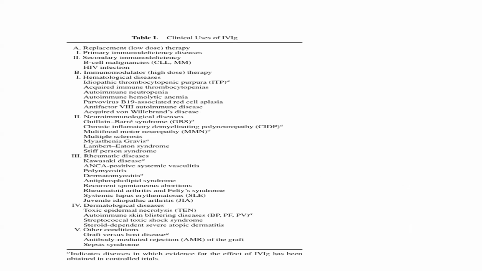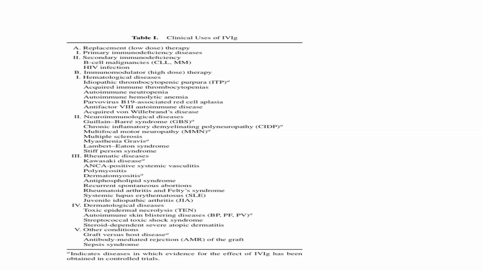Now, the clinical uses of IVIG in the following conditions. As a replacement dose, that is low dose, we can give it in primary immunodeficiency disease, and secondary immunodeficiency like B-cell malignancy and HIV infection. Immunomodulatory high dose therapy can be given in idiopathic thrombocytopenic purpura, acquired immune thrombocytopenia, autoimmune neutropenia, autoimmune hemolytic anemia, parvovirus B19 associated red cell aplasia, anti-factor 8 autoimmune disease, and acquired von Willebrand disease.